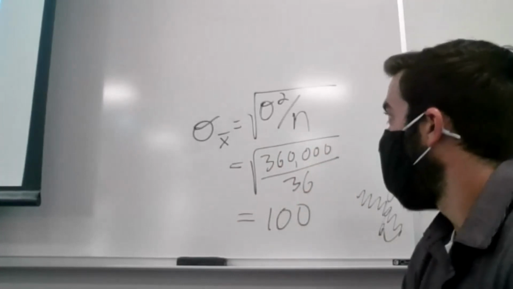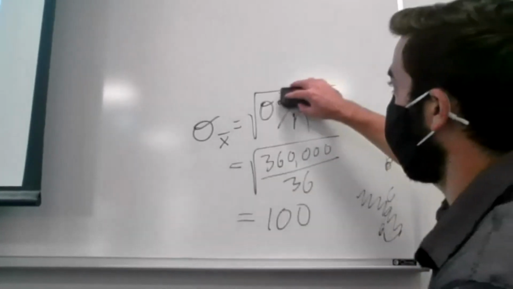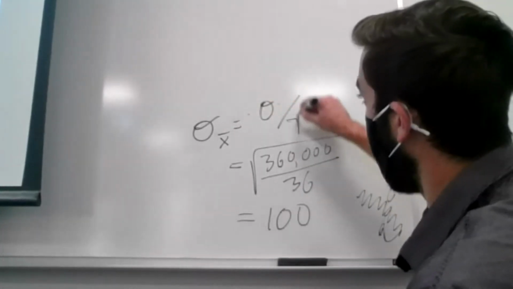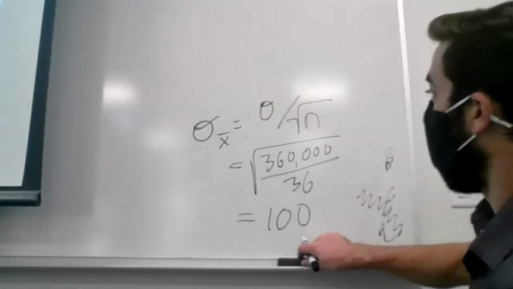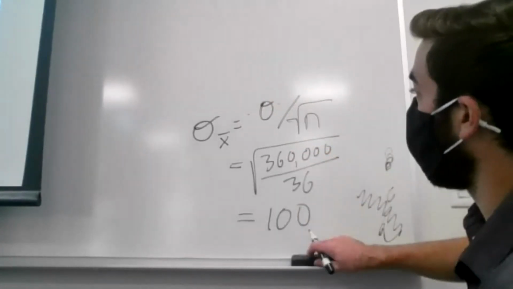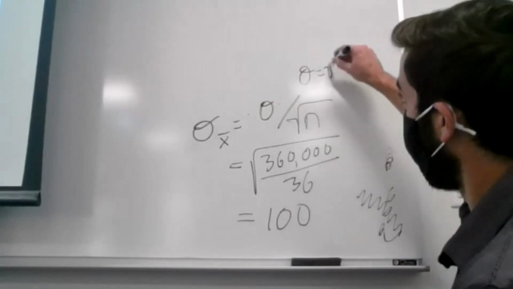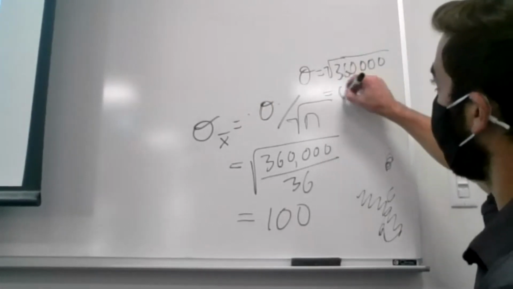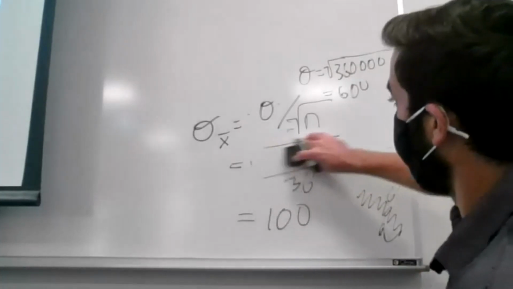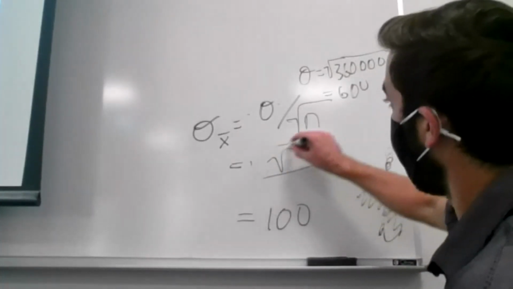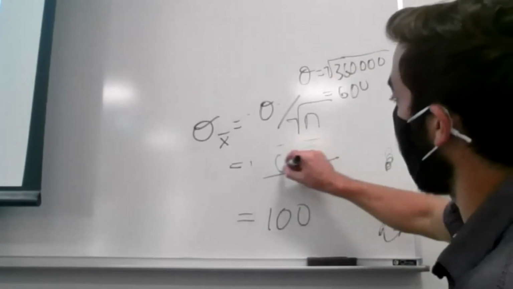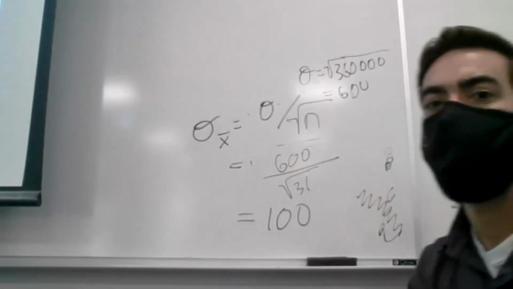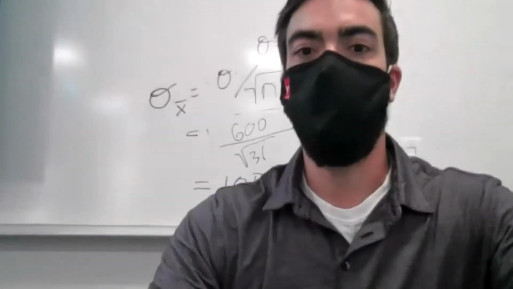Okay? Now the other format we had was take the standard deviation, divide by the square root of n. So I could have first taken the square root of 360,000, found out that this was, what, 600? Plug in that 600, divide by the square root of 36. That would still give me 100. So either formula would work there. It's just a matter of which one you find easier.